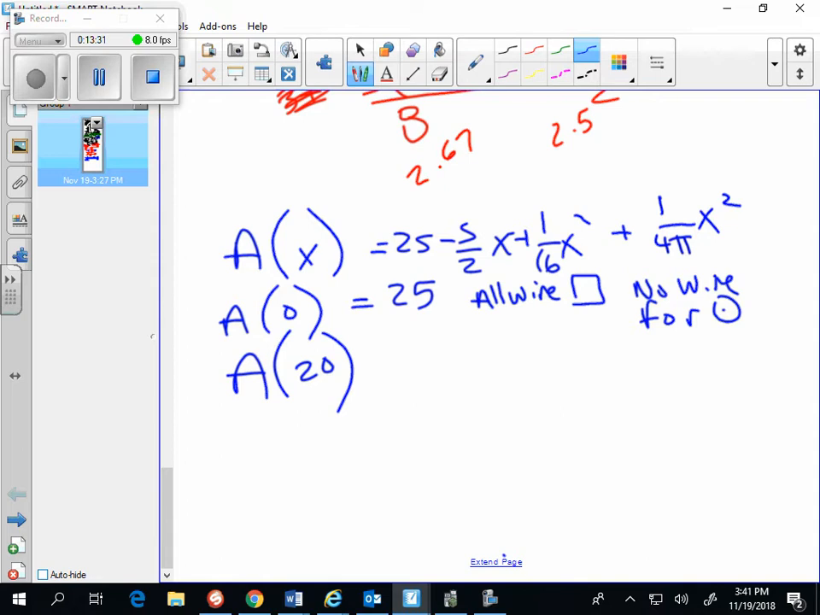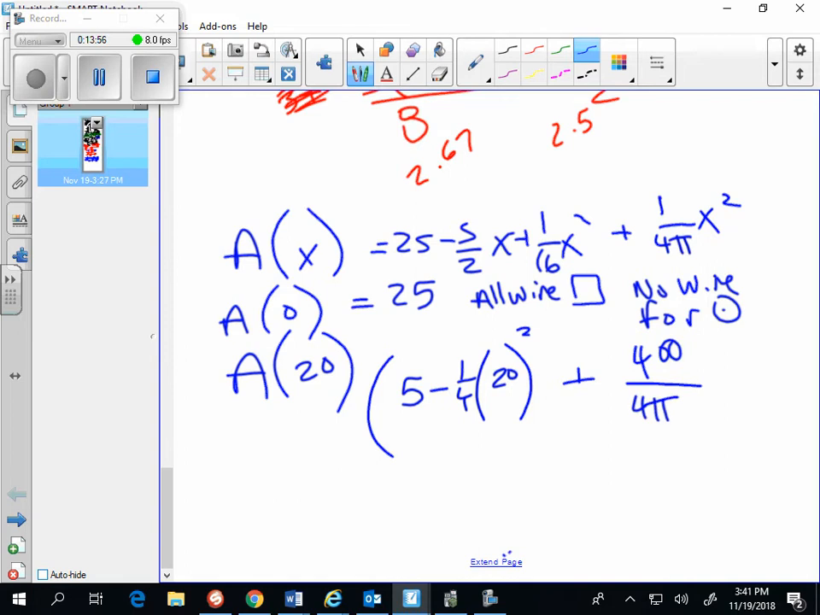Okay. What if we plug in a 20? What do we get? Ugh, really? I don't want to do this by hand. Well, remember, this was something we FOILed. It was 5 minus 1/4 of x squared. Plus here, I don't mind plugging the 20 in. 20 squared is 400, so we get 400 over 4 pi.